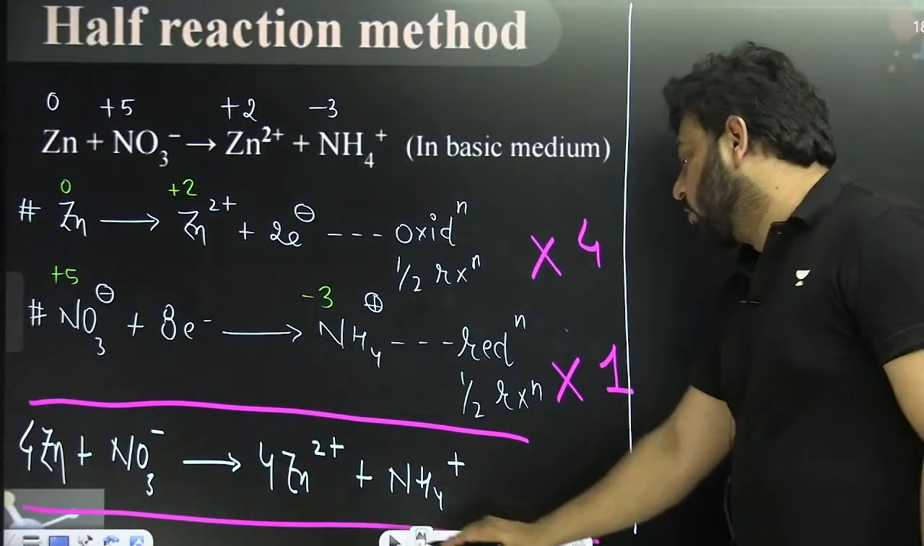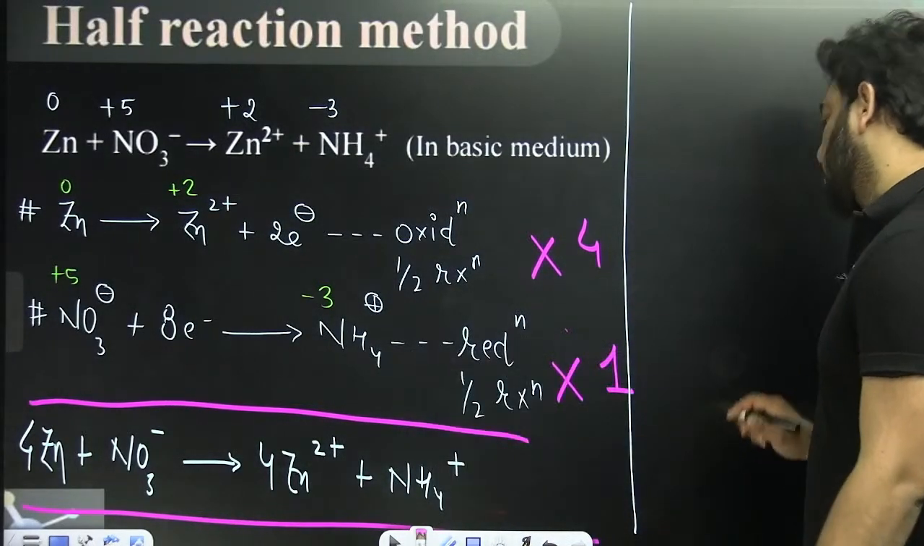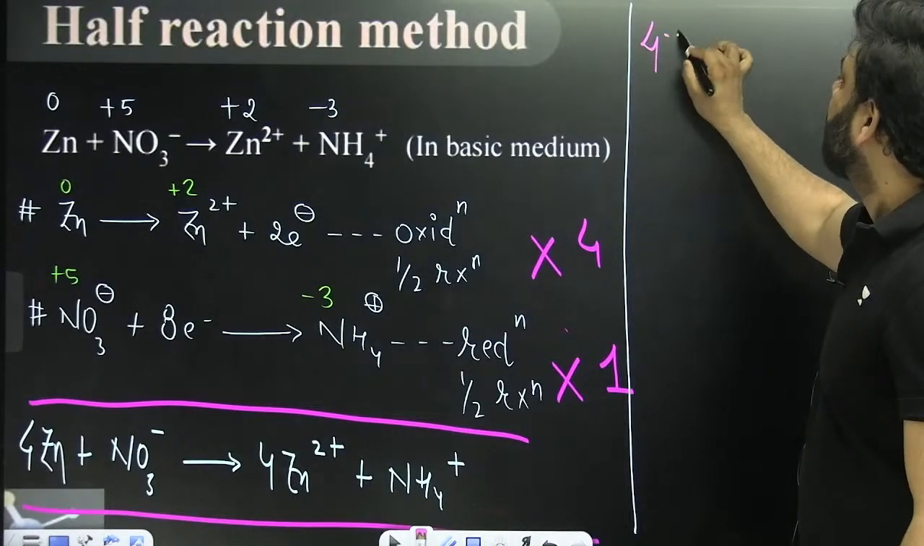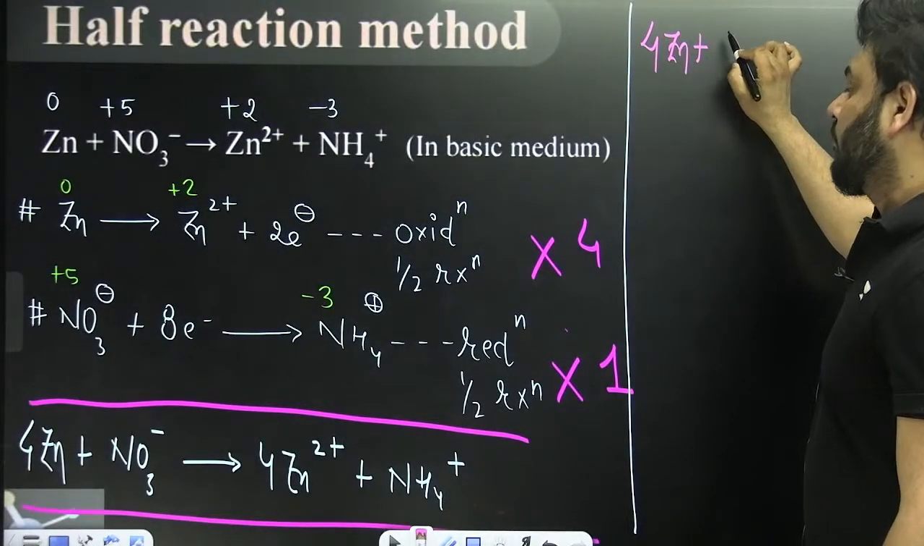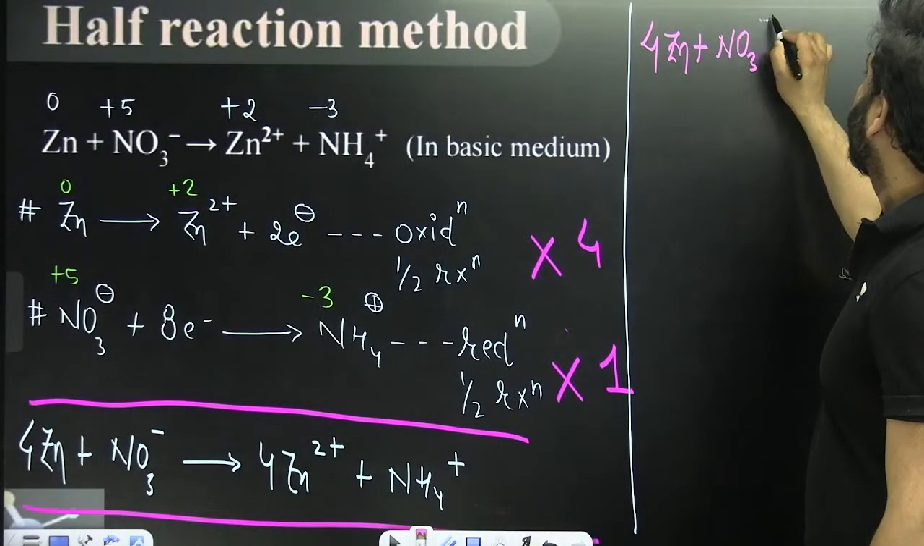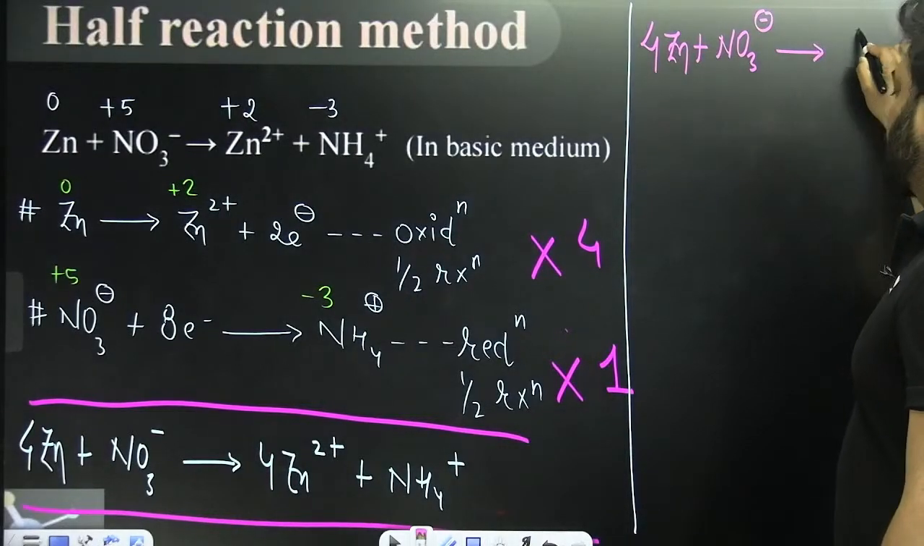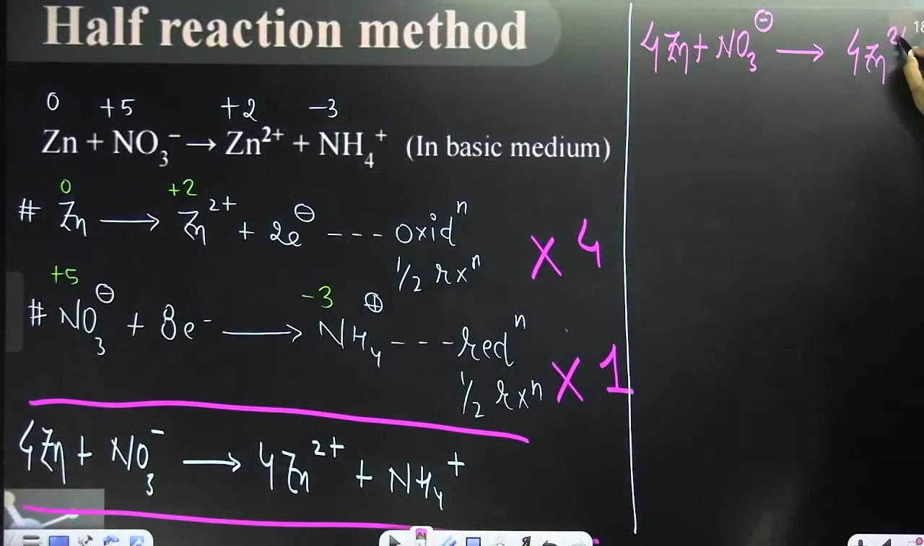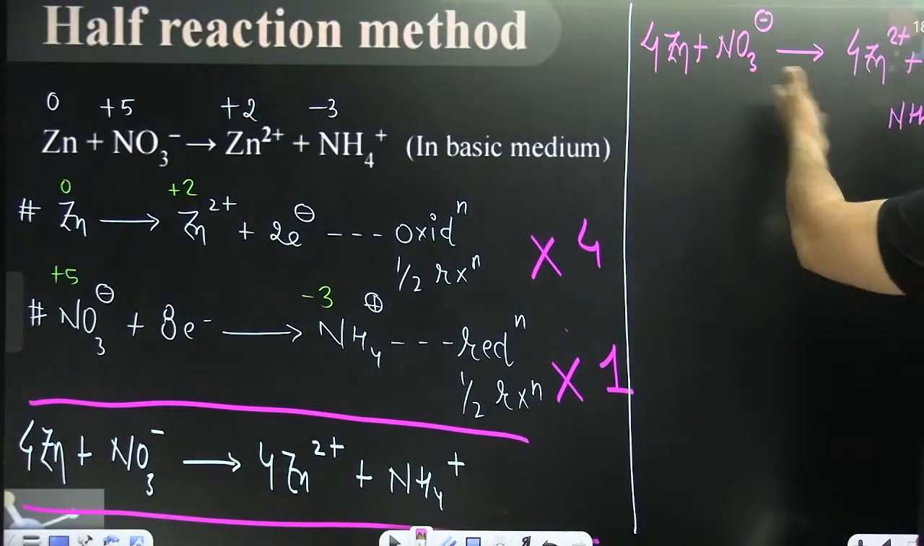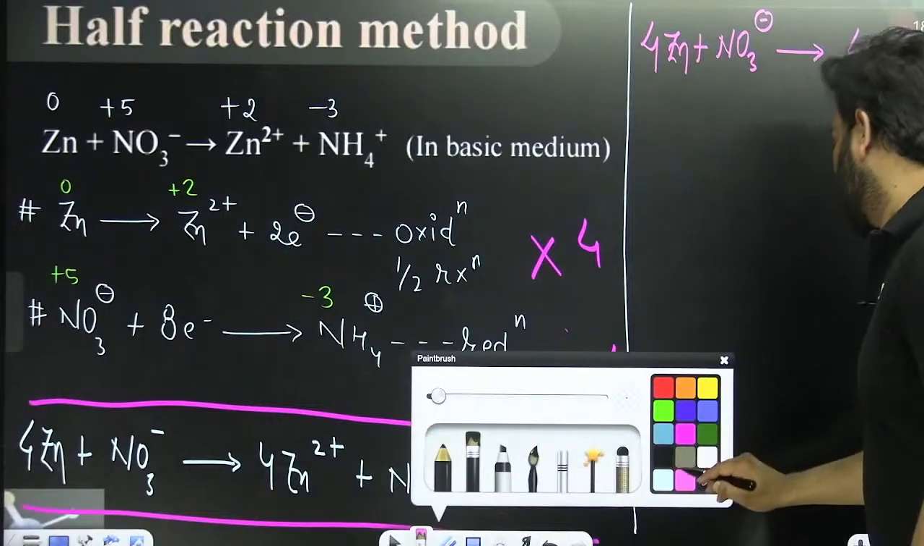So now we'll do the oxygen balancing. We all know how oxygen balancing is done. 4 zinc plus nitrate ion producing 4 Zn2+ plus 1 ammonium ion. So there are 3 oxygens on the left and 0 on the right. So we will add 3 H2O on the right hand side.